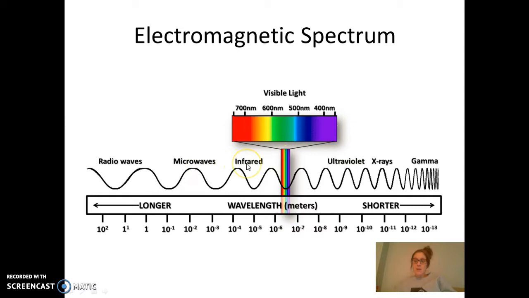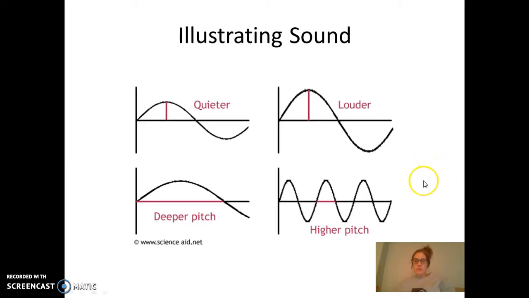Alright, when you're looking at the electromagnetic spectrum, this shows you the wavelengths of different types of light. And so the type of light that's going to have the lowest frequency is going to be radio waves, which means radio waves have the least amount of energy. And the type of light or radiation with the highest frequency would be gamma, which means that gamma waves would have the most amount of energy.